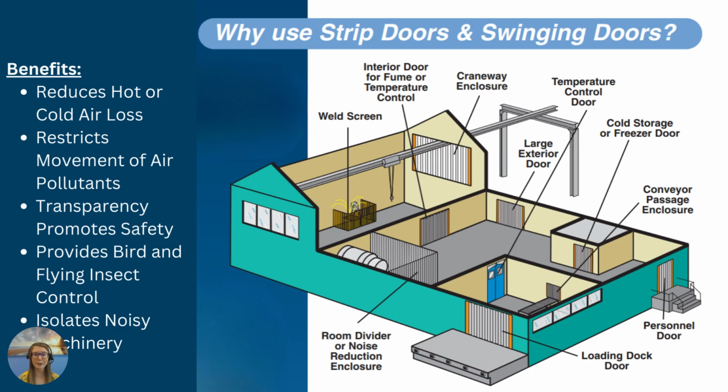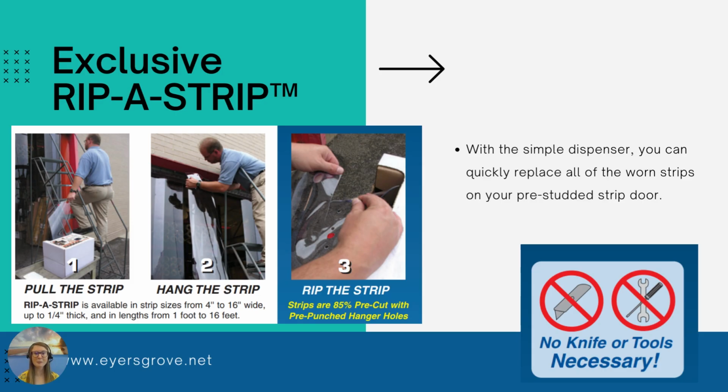So let's take a look at the specific products. When you choose a Curtron swinging door or strip door, specifically the strip door, you're going to get the exclusive Rip-A-Strip trademarked brand refill container. What's great about this container or box that you can see here is that it is a simple dispenser. You're going to be able to quickly replace all of your worn strips on your pre-studded strip door, depending on the strip frame that you choose, which we'll talk about at the end of the video here.